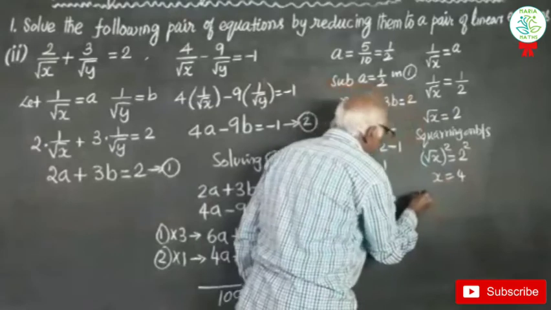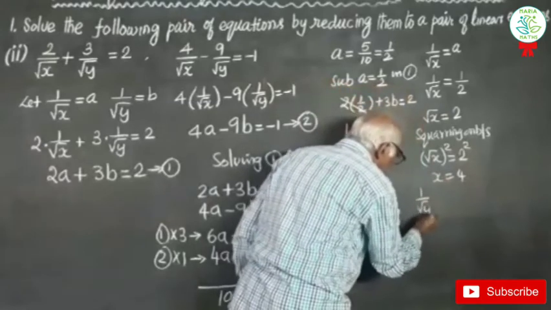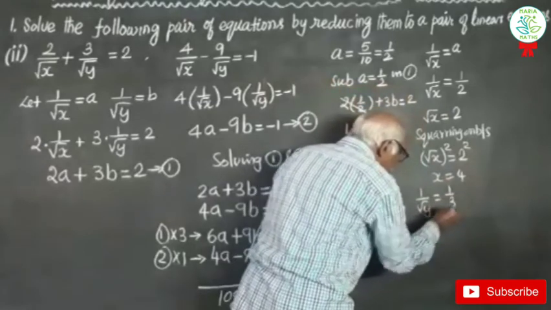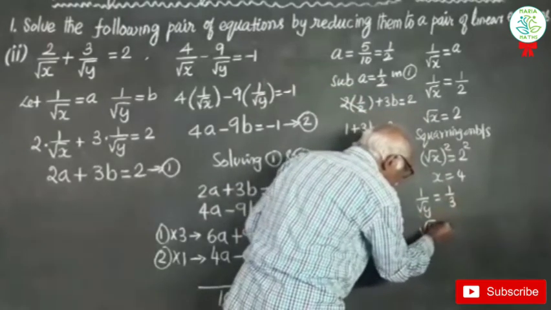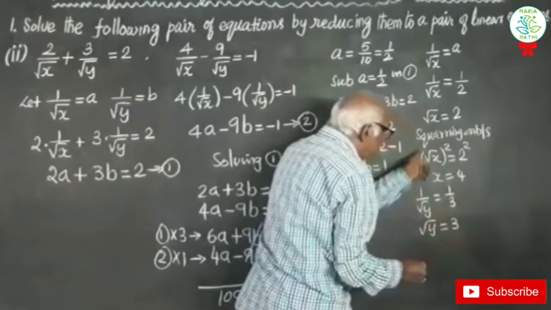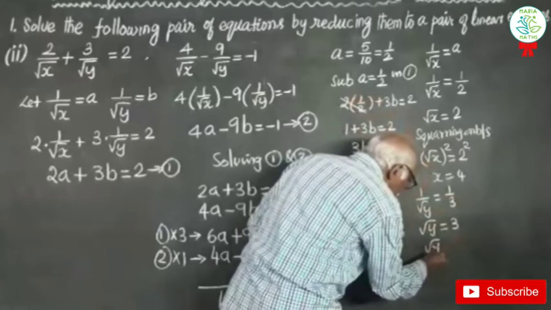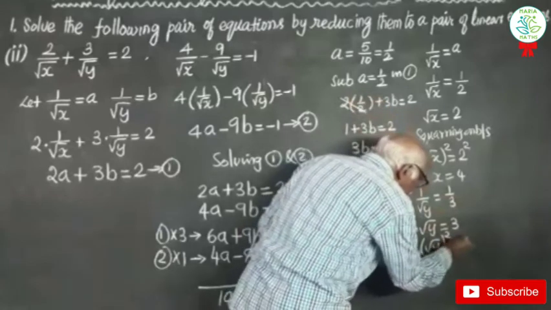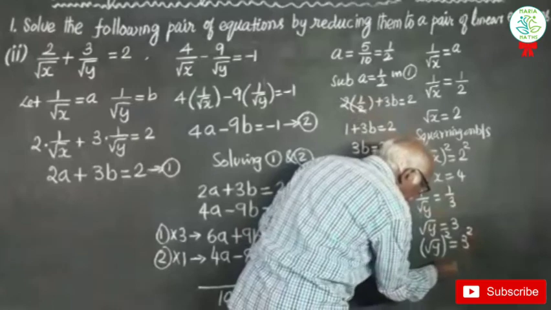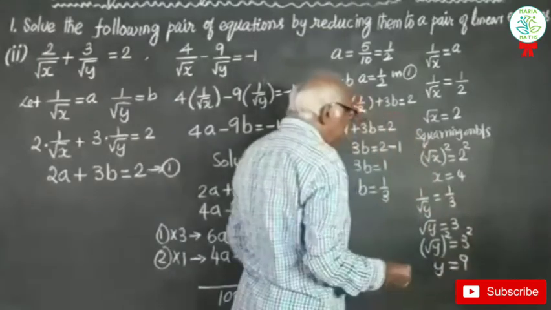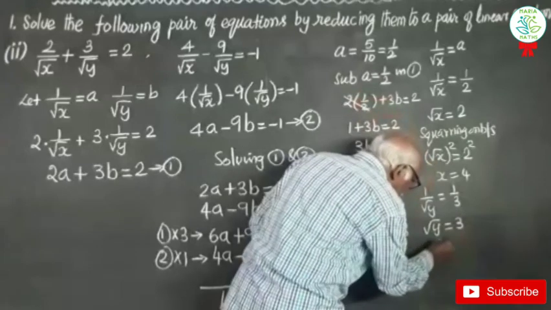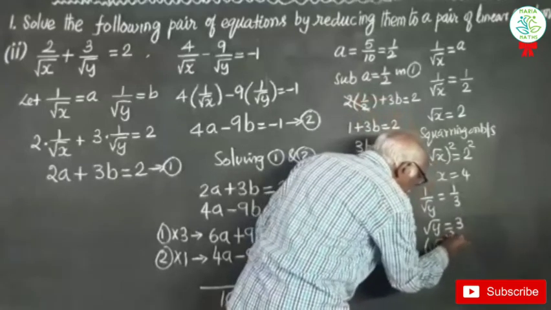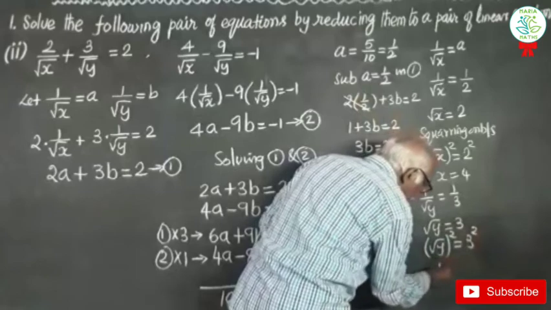Similarly, 1 by root y is equal to 1 by 3. Cross multiply. Root y equal to 3. So similarly, squaring on both sides. Root y the whole square equal to 3 square. So y is equal to 9.